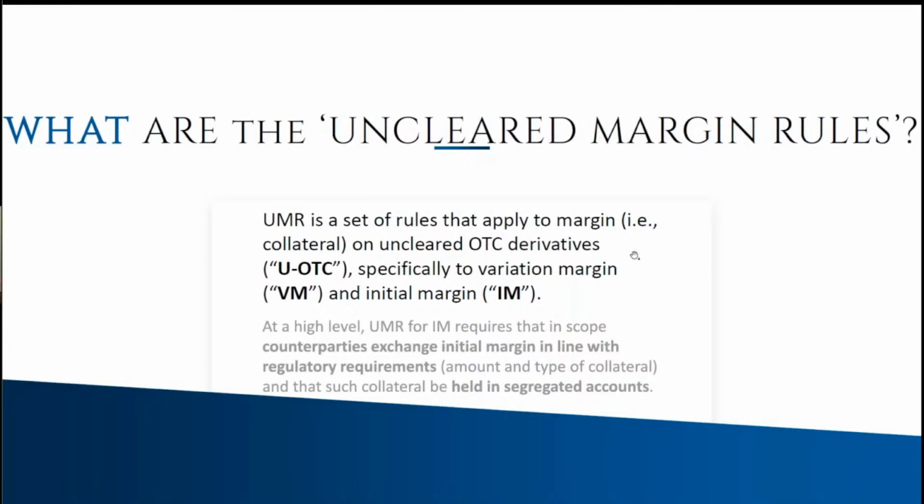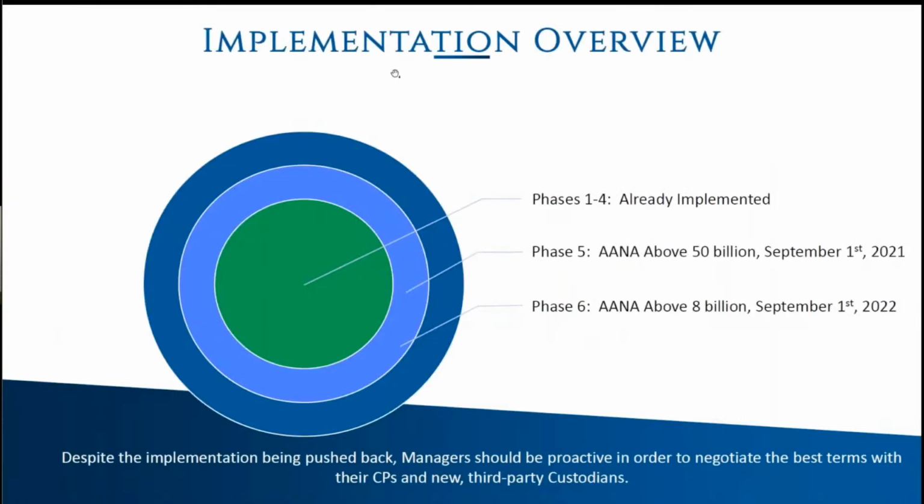So the adding in of this custodian adds a significant layer of complexity and operational complexity. Now the implementation, in green here, we see what's already been implemented. Things have been implemented in phases depending on the aggregate notional amounts that funds or entities have in notional derivatives exposure. Phases 1 to 4 captured the largest market participants. That's already implemented. Phases 5 and 6 are coming next.